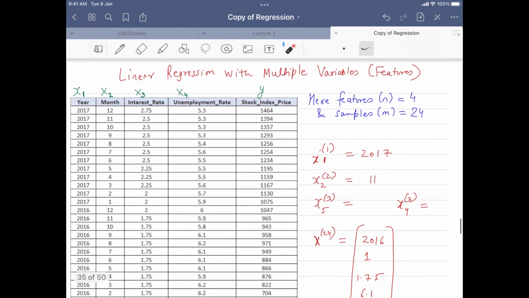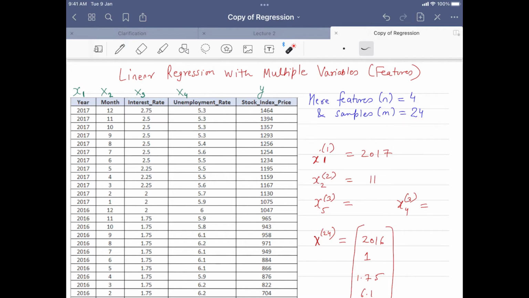Okay, so now we will discuss linear regression with multiple features. In the last lecture, what we discussed was linear regression with a single feature where we had only x1. But now we have 4 features in this particular example, which are x1, x2, x3 and x4. And this is our label, or you can say our estimated value, which is y, given in this tabular format. All these 4 features along with the y value are given in this table. Here you can see the number of features n is 4, and the total number of samples, which we denote by m, is 24.